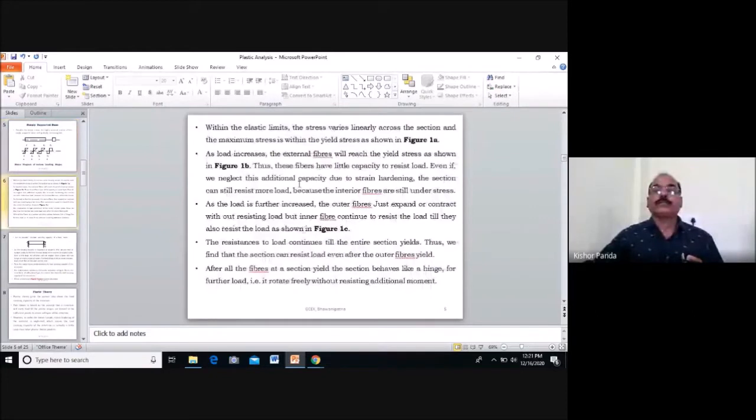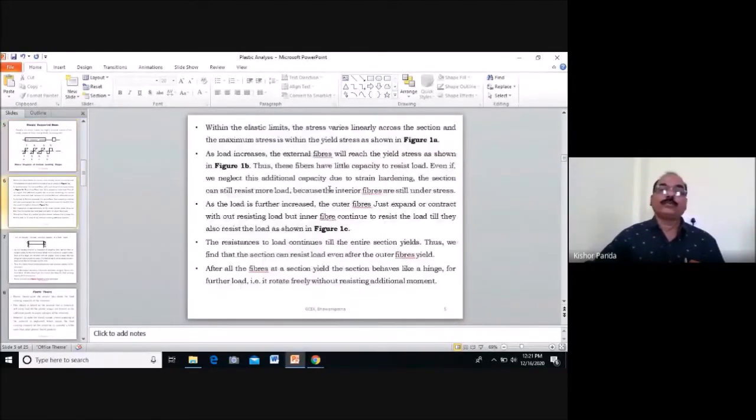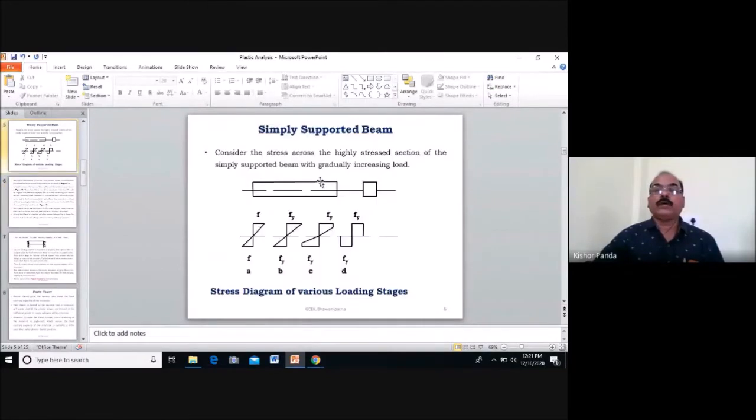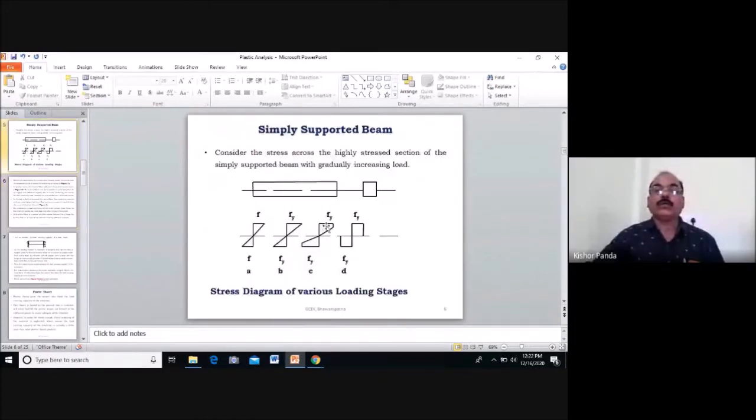Even if we neglect this additional capacity due to strain hardening, the section can still resist more load, because the interior fibers are still under stress. When yielding takes place at the outer fiber, the interior fibers, which are under stress, will take more load. So as the load is further increased, the outer fibers just expand or contract without resisting the load, but the inner fibers continue to resist the load.